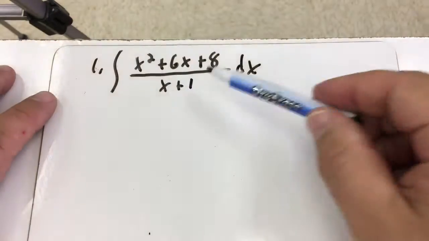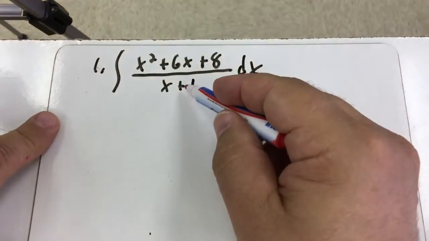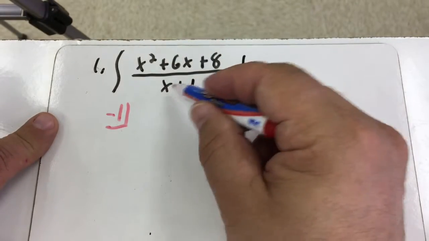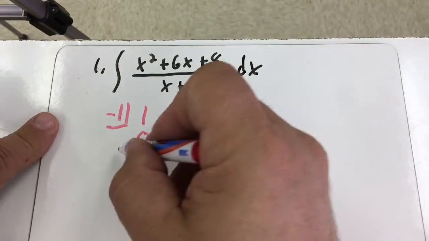First thing I noticed, I can't really do a U sub, so there's this old trick. What you're going to want to do is synthetic division. So I'm going to divide this into the numerator. And remember, with synthetic, you put the opposite of what the denominator is, and you just write down the coefficients. And you do the synthetic process.